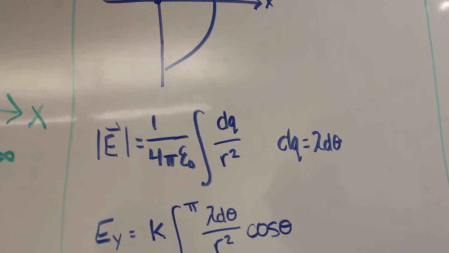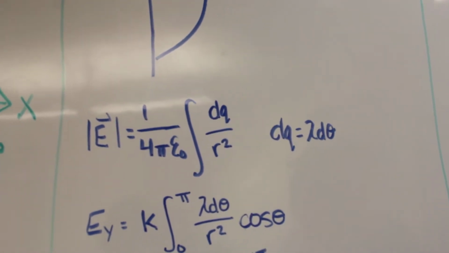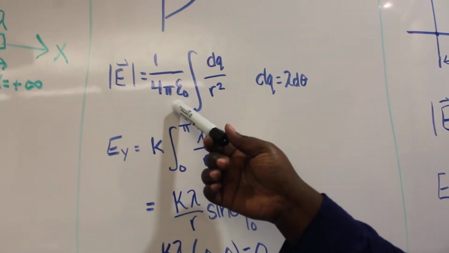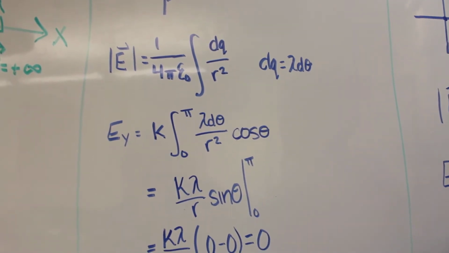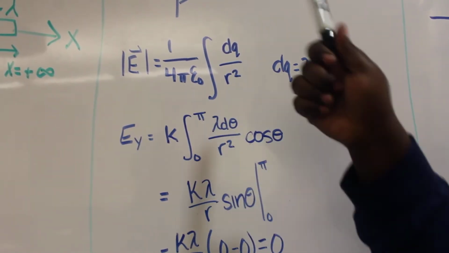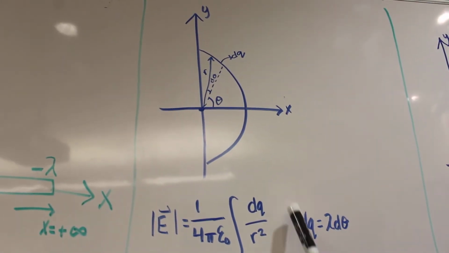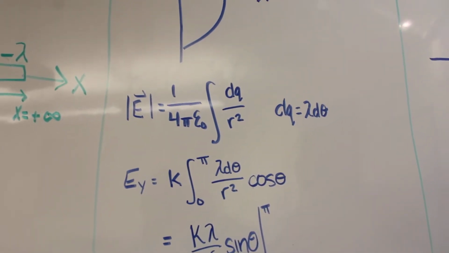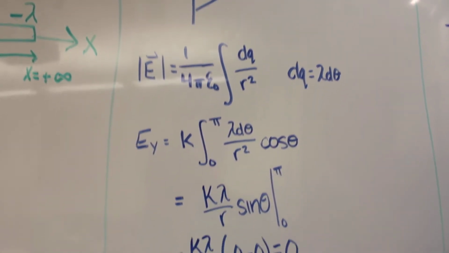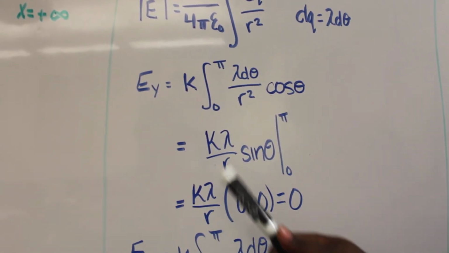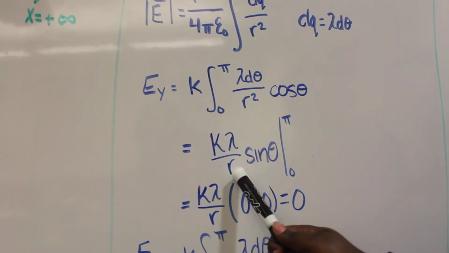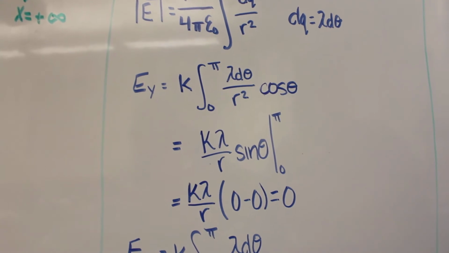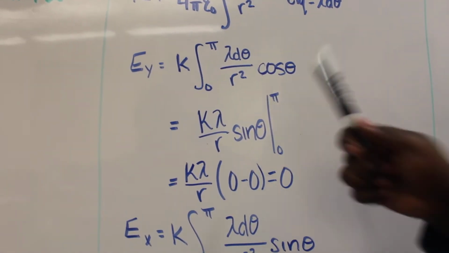So now we're going to go ahead and break this up into its components. So here the component y, I went ahead and just put k for the 1 over 4 pi epsilon naught because it's a lot to write repeatedly. We're integrating from 0 to pi because it's a semicircle. Again, we changed dq to lambda d theta over r squared. And because it's in the y direction, you're multiplying by cosine of theta. So when we go ahead and integrate this, you get that it's k times lambda over r times sine of theta, because the integral of cosine of theta is sine of theta. And we're still integrating from 0 to pi.